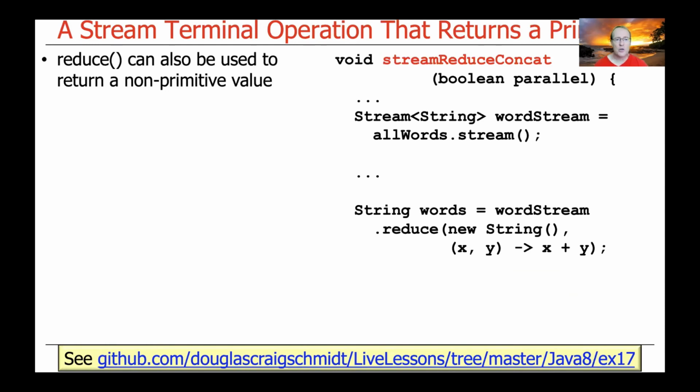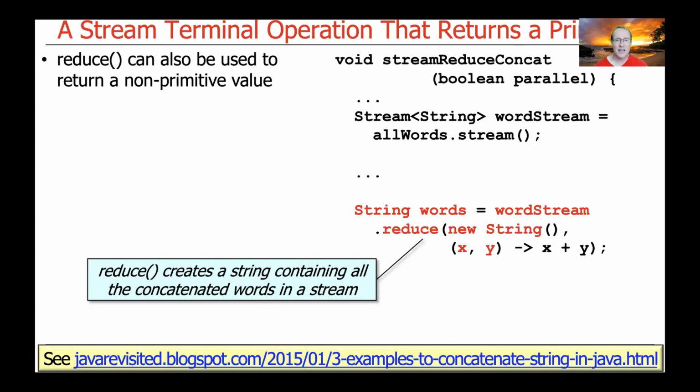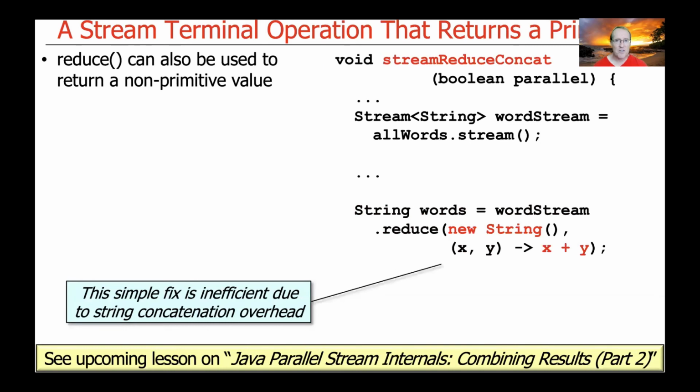You can also use reduce to return non-primitive values. That's a little bit more unusual, but it's possible, although not always desirable, as we'll see here in a second. So here's an example that illustrates how this works. There's a program called EX17, which is in my GitHub repository, that has stream reduce concat. And what it does is it's going to have the reduce operation create a single string that contains all the concatenated words in a stream. And the way it works is the first thing you do is you make the identity operation, which will be a string, which is immutable. And then the accumulator is simply going to concatenate the two strings, concatenate the next two strings together, and it'll keep doing this until it ends up with a final reduced result.